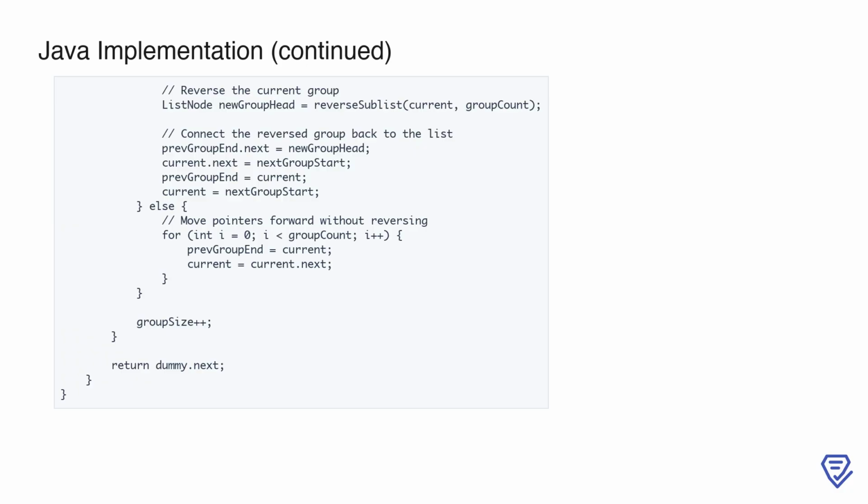If the group size is odd, we skip the reversal and simply move both pointers forward through the group. After processing each group, we increment the group size variable to handle the next group. Finally, once all groups are processed, we return dummy.next, which points to the updated head of the list.